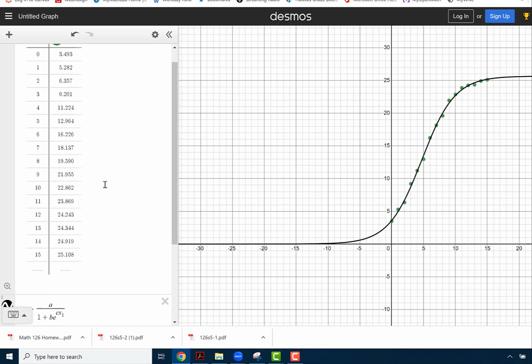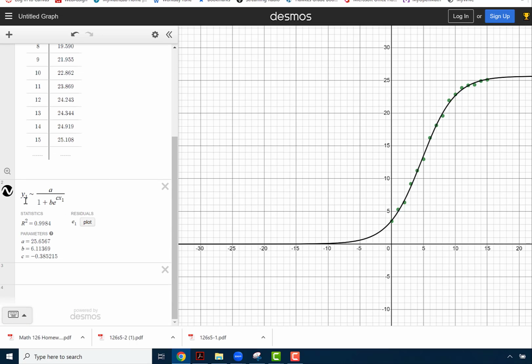So you go down here and I type y. I just put 1, and it'll make it a subscript. Then I do the tilde button, and on my keyboard, it's the button to the left of the 1. I hit Shift and that button, and it gives me a tilde. Then I do A, something it's going to fill in, A divided by, and then it gives you this denominator to fill in.